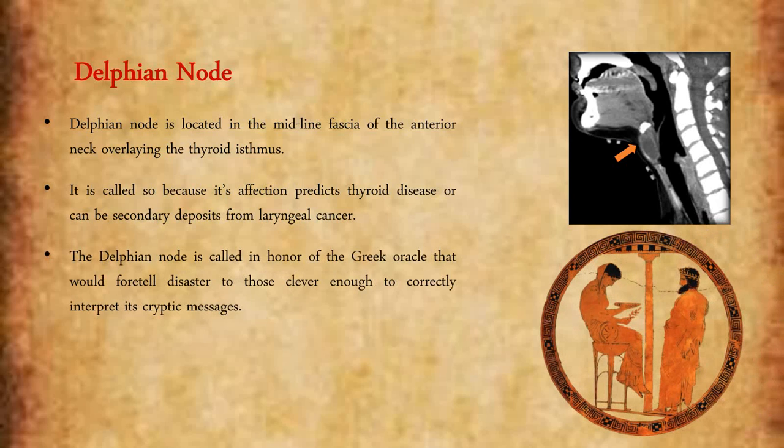It came from the honor of the Greek oracle that would foretell disaster to those clever enough to correctly interpret its messages. It cannot give a direct message. It gives a message, and if someone is intelligent enough, he can translate this message and know whether this is a good sign or a bad sign for him.